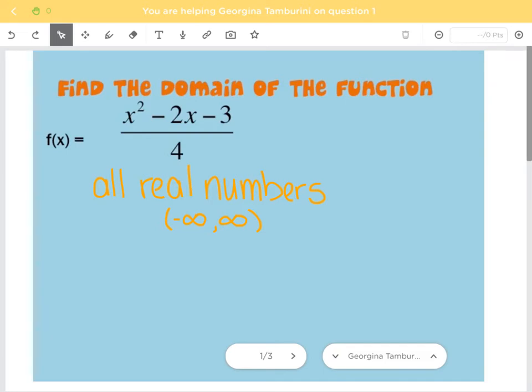Okay, so the first one that I gave you was finding the domain of a function. This one does not have a variable in the denominator, and it doesn't have anything under a square root, which means it's all real numbers. In interval notation, that's negative infinity to positive infinity.